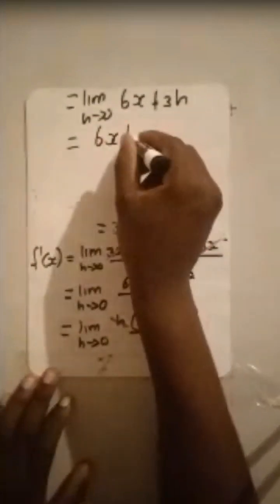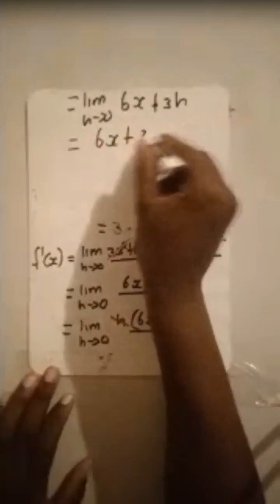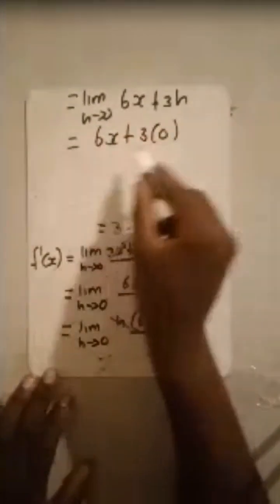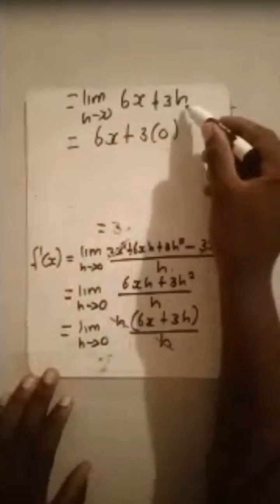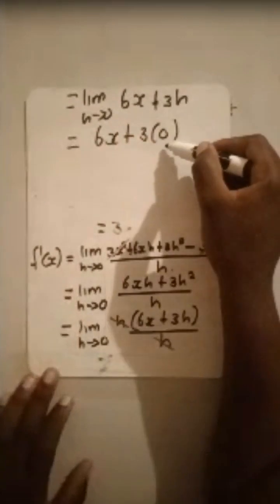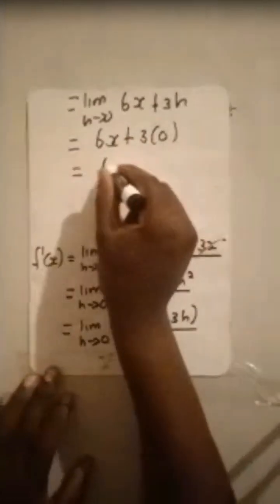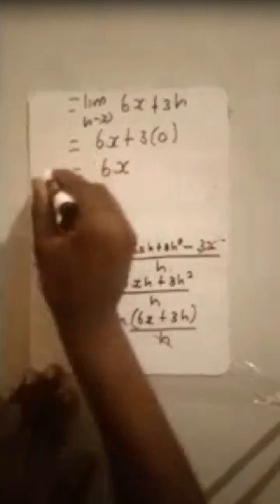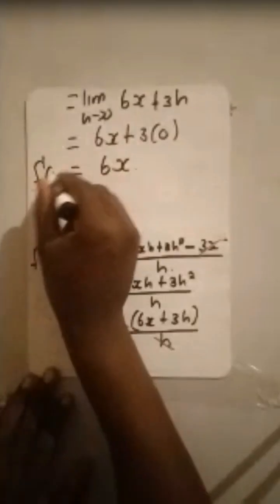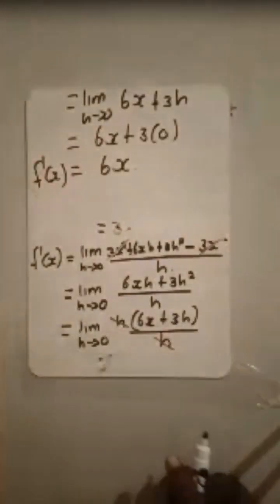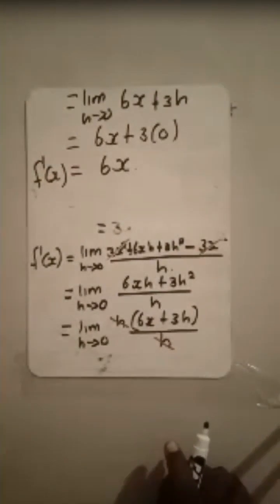So now we take the limit as h tends to 0, and we say when h tends to 0, the gradient function tends to 6x plus 3h. Where there is h, we substitute by 0. Then it means the gradient function is going to be 6x. So the gradient function is 6x. Right.